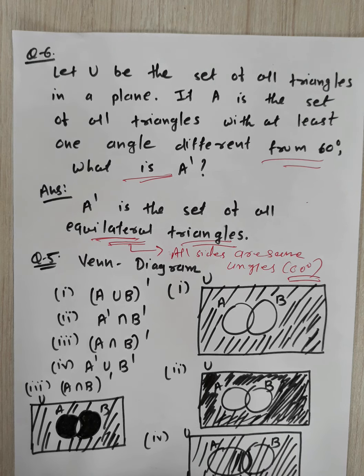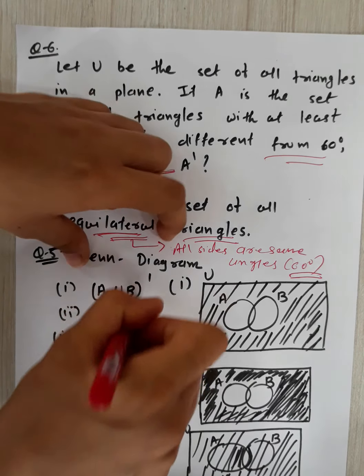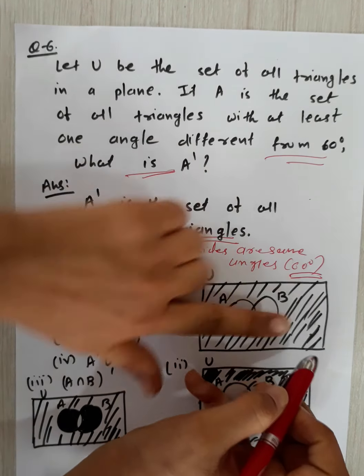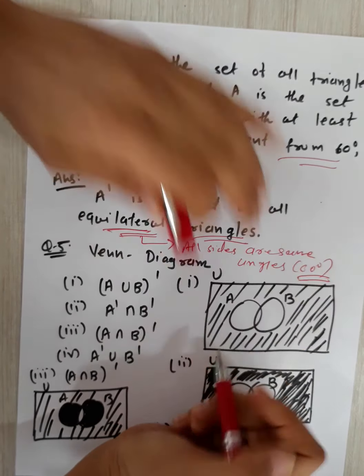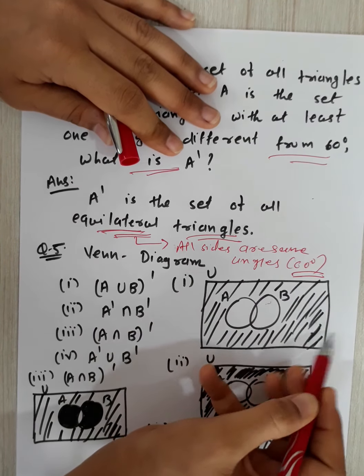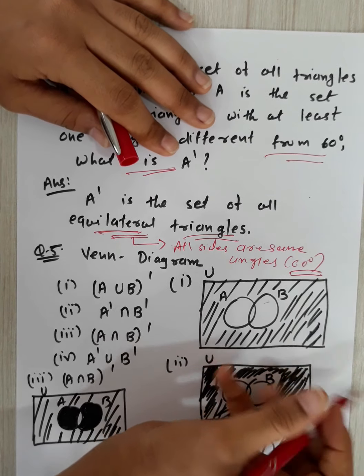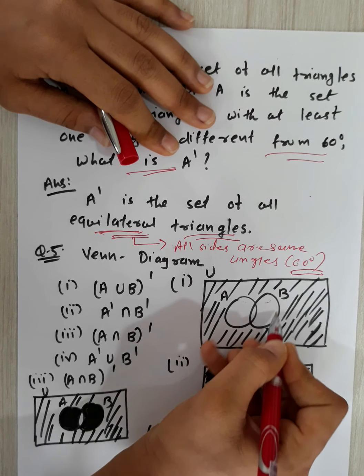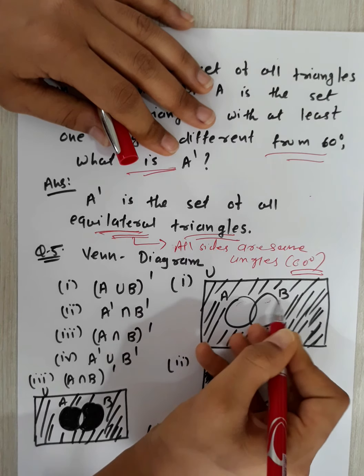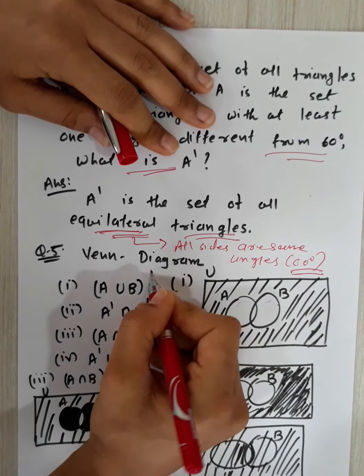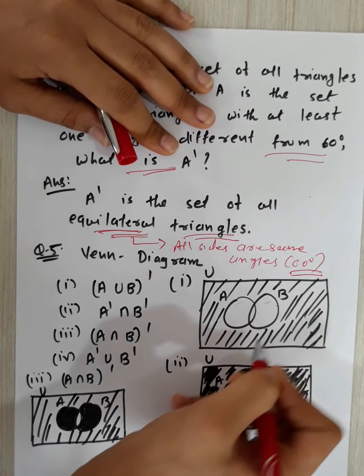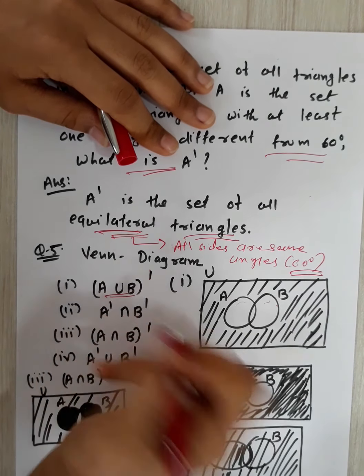So, Venn diagram. Question number 5 is you have to draw the appropriate Venn diagram. (A union B) dash. So A union B means all the elements of A and B. So this portion you have to leave. Apart from this portion, the entire shaded portion is your (A union B) dash, because A union B is this much, and you have to take its dash, which means everything apart from it.